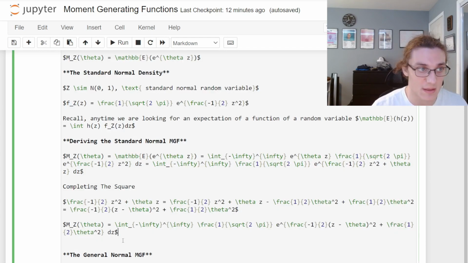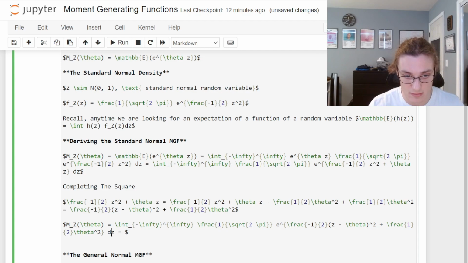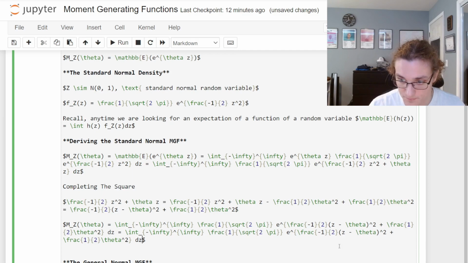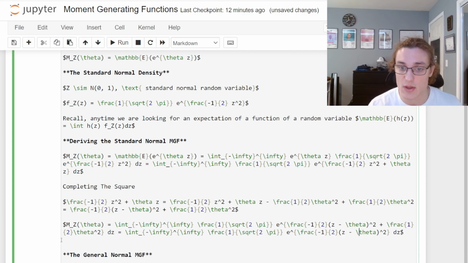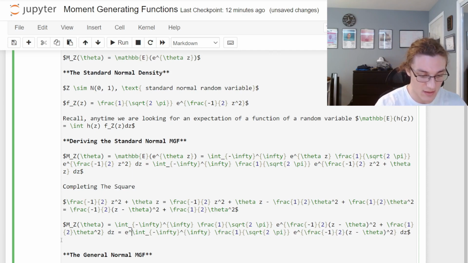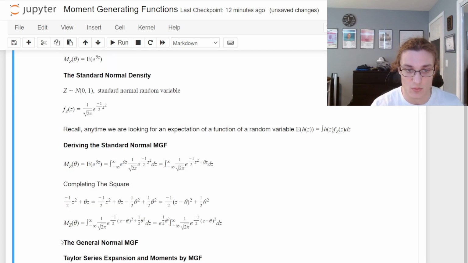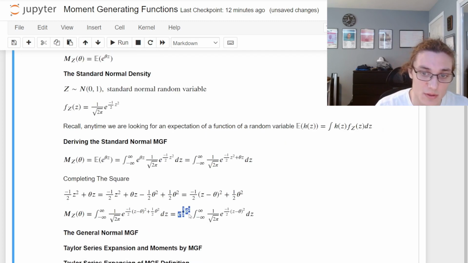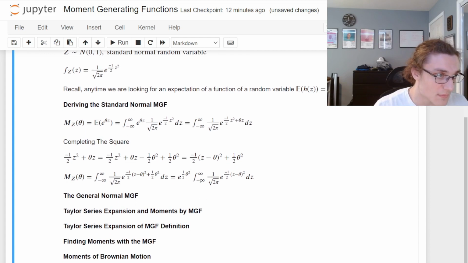So this is going to be equal to, I'm just going to copy this whole thing right here, paste it. I'm going to get rid of this 1/2 theta squared. I'm going to put it in its own exponential function, and we're going to be able to take that outside of the integral. So we're going to have e to the 1/2 theta squared outside of the integral because it doesn't depend on z. Okay. Now, how do we deal with the rest of this?